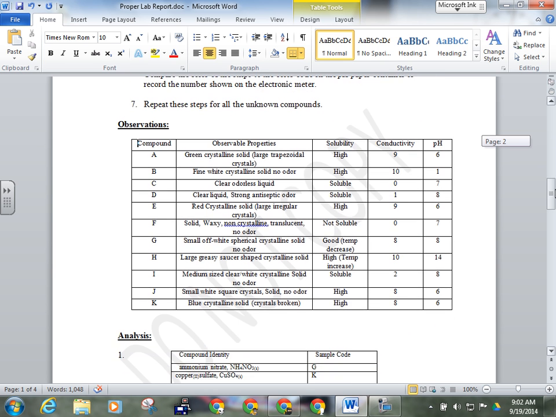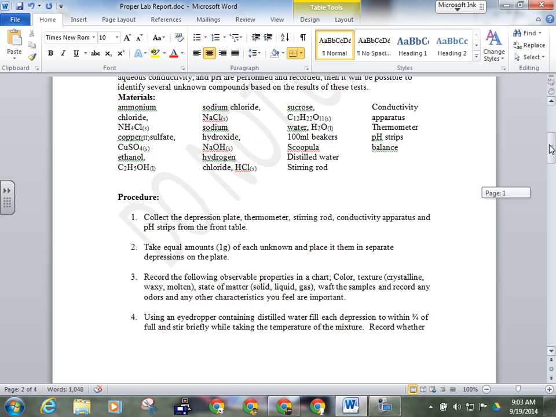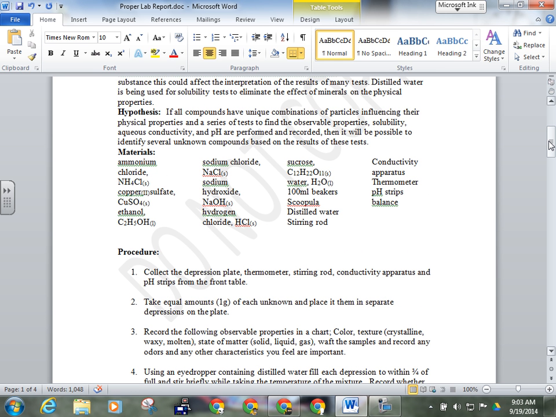For B, fine white crystalline solid, no odor, high solubility, 10 conductivity, pH of 1. If something has a pH of 1, it is an acid. The only thing on that list that could be an acid is what? Hydrogen chloride. Here's why: acids have to donate hydrogen ions, and this is the only compound on our list that has a hydrogen that will come off when put in solution.